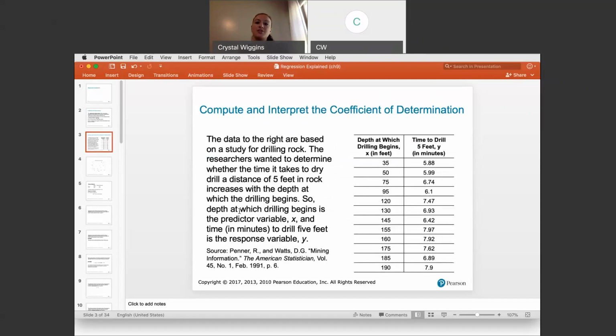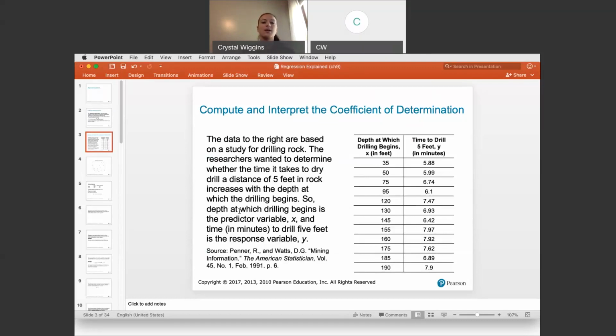So, computing and interpreting the coefficient of determination, we're going to run through this example in the PowerPoint, and then we're going to switch over to RGuru so I can show you how you would do this in an RGuru setting. These data sets I've already transformed into Excel files and placed into the Blackboard shell, so you can download them from there, which you will have to do first before you are able to upload them into our statistical software, RGuru.